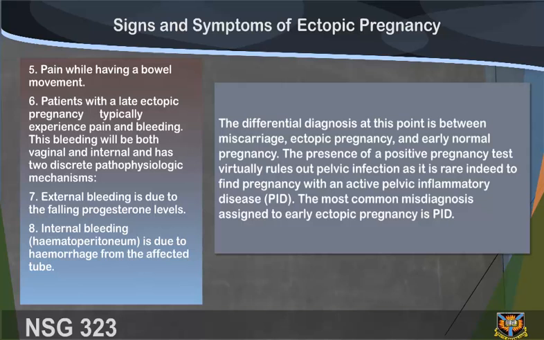The differential diagnosis at this point is between miscarriage, ectopic pregnancy, and early normal pregnancy. The presence of a positive pregnancy test virtually rules out pelvic infection, as it is rare indeed to find pregnancy with an active pelvic inflammatory disease, PID. The most common misdiagnosis assigned to early ectopic pregnancy is PID.